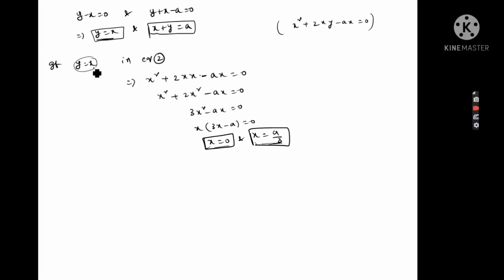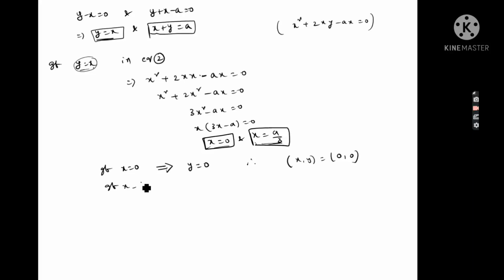Actually, y is in terms of x. y is not an exact value. y is in terms of x. Now, I get x values. By substituting x values, I get y value. If x equals 0, since y equals x, y equals 0. So therefore I get the ordered pair (x, y) equals (0, 0). One ordered pair I get.